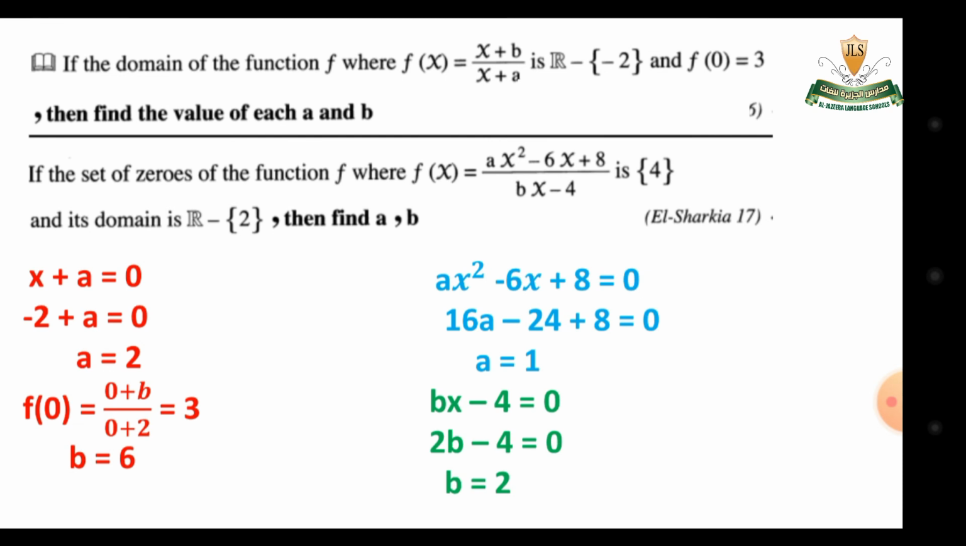We have the domain R except 2. We put x equals 2 in the denominator. We get bx minus 4 equals 0, so 2b minus 4 equals 0. So b equals 2.